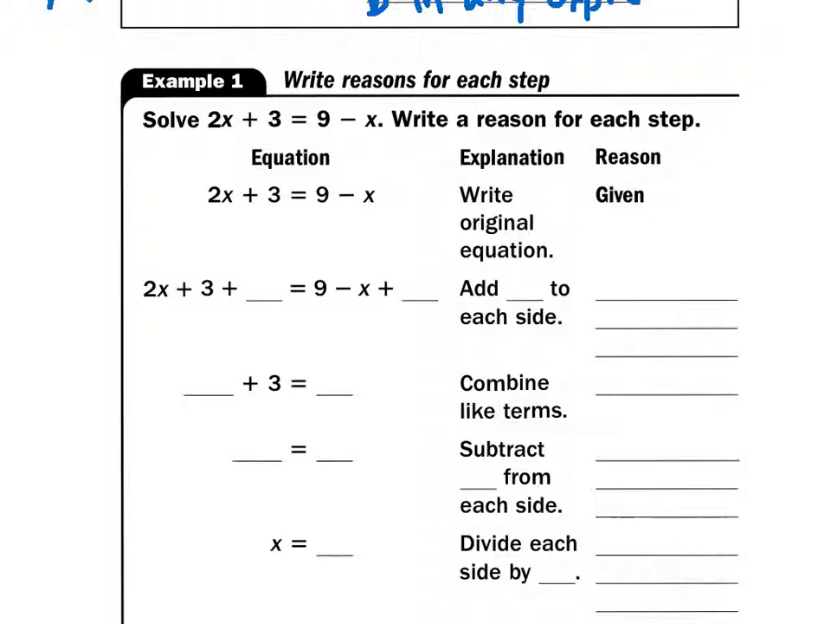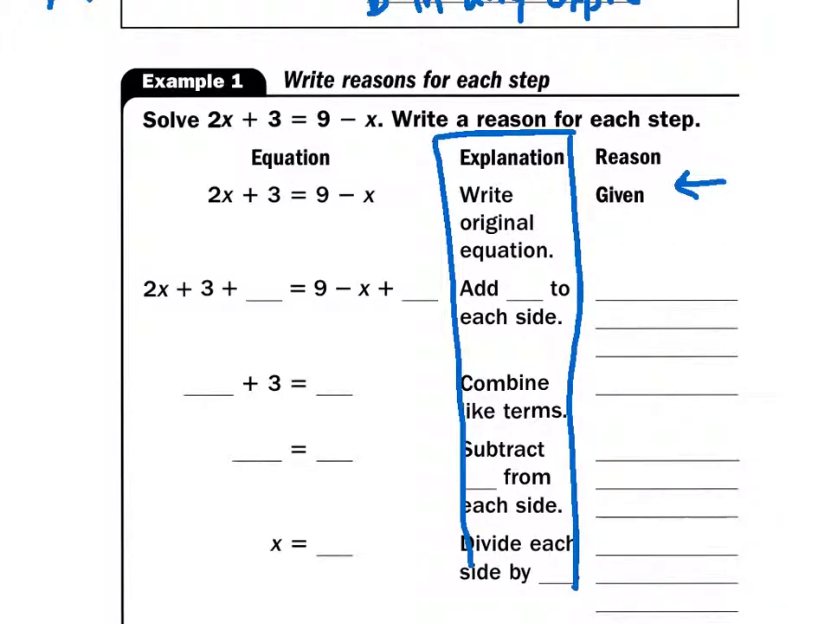Okay, write reasons for each step. Solve 2x plus 3 equals 9 minus x. So we do each step, step by step, and then we write why we can do it. Whenever you do a proof, the first step is always given. You'll write these two columns, and you'll write down the original problem and say given. And then we solve it. So let's go ahead and add x to both sides.